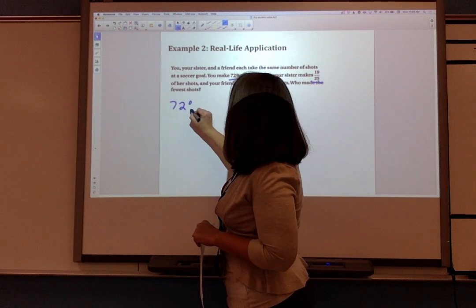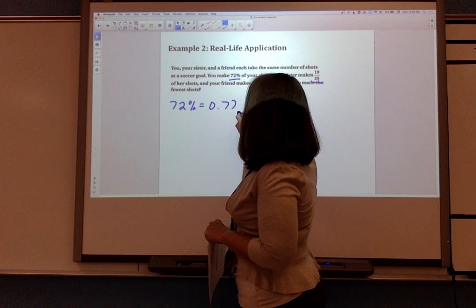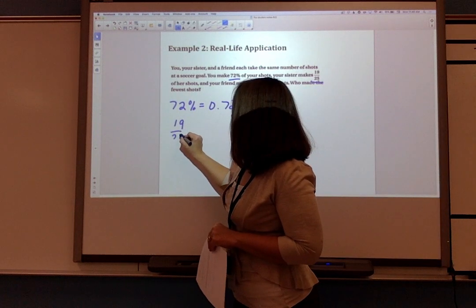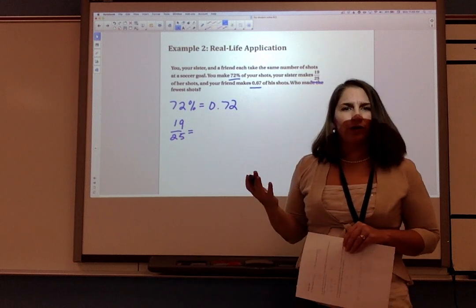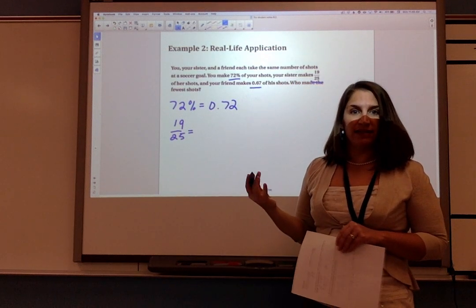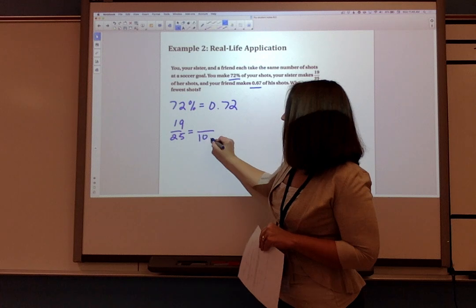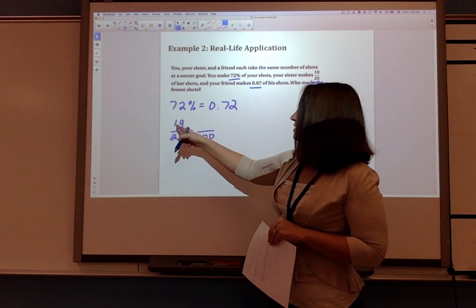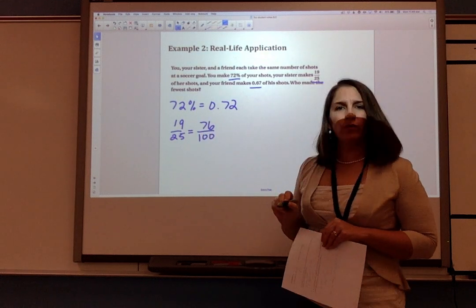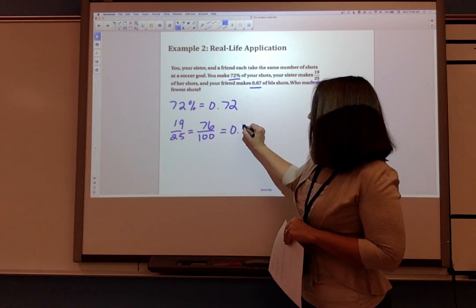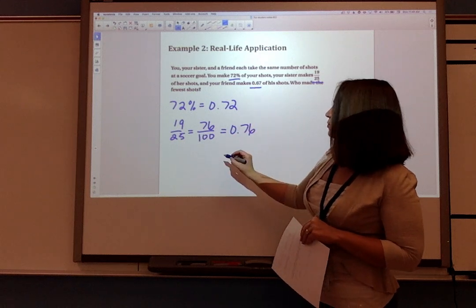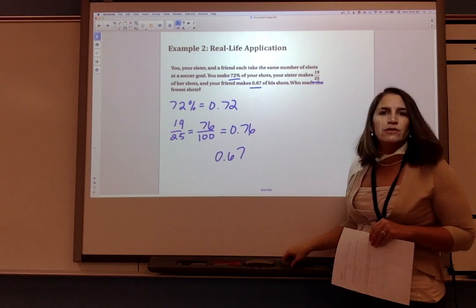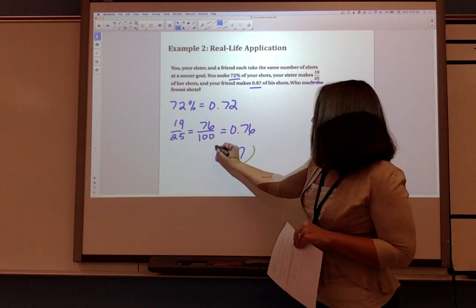72% equals 0.72. And then we have 19 out of 25. And to convert this to a decimal, we're going to want to make the denominator 100. So we're multiplying both the top and the bottom by 4. Let's see, that would be 76 over 100, or 0.76, compared to your friend who has 0.67. So our question here is who makes the fewest shots? That would be your friend.